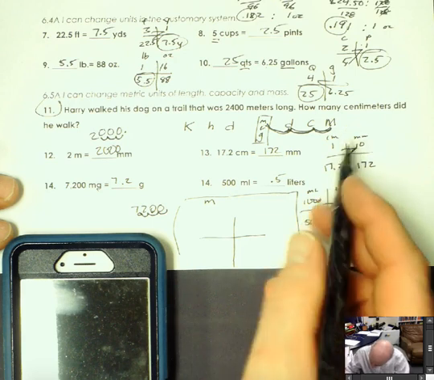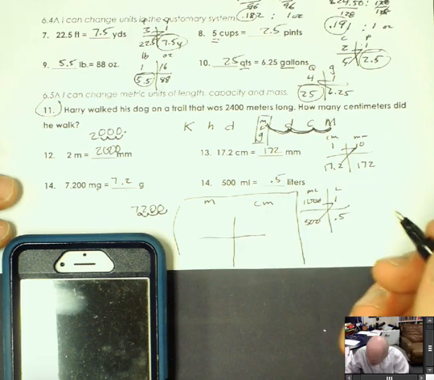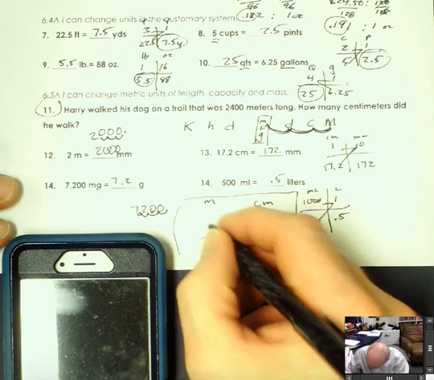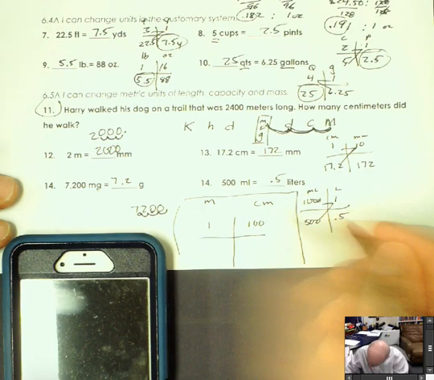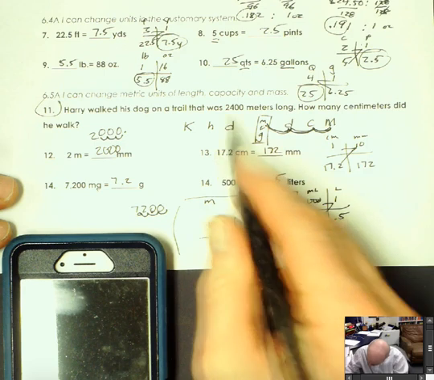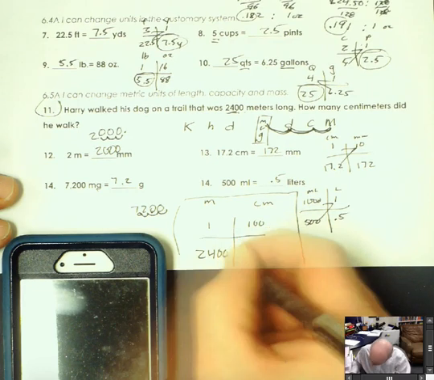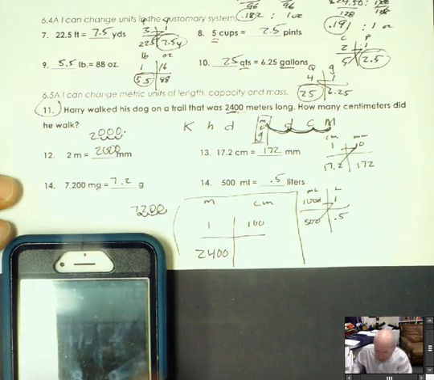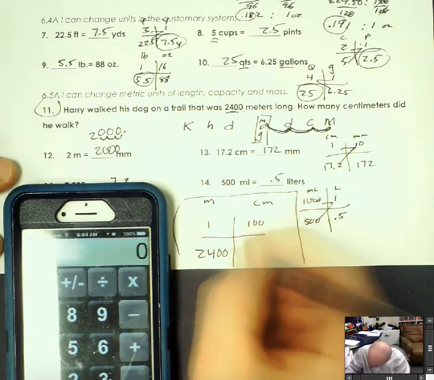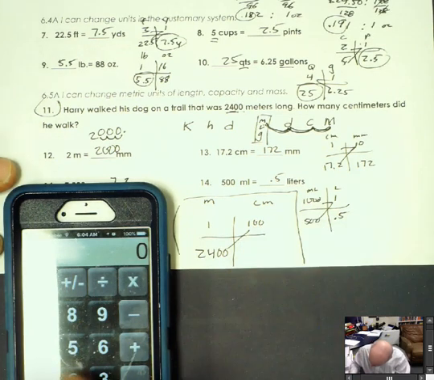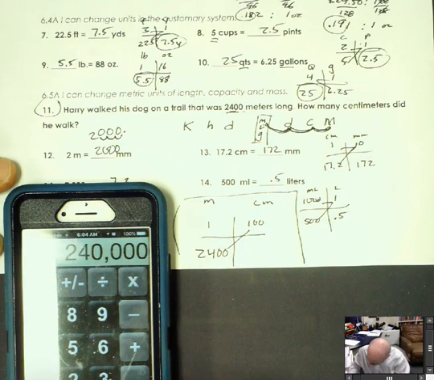Holy Hannah. Centimeters. All right, well, I know that in 1 meter there are 100 centimeters, and he walked 2,400 meters, so 2,400. And so I'm going to put that in, and I'm going to multiply diagonally. 2,400 times 100 equals 240,000.